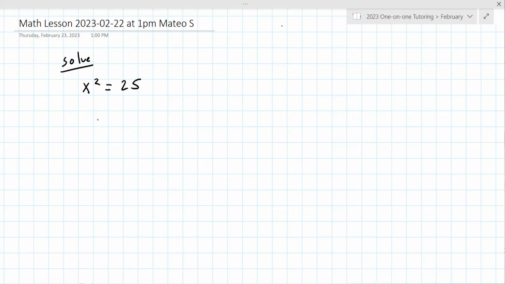Or x equals 5. Okay. Now, what if, let's just say this was a 10-point question. I'd only give you 5 out of 10 points for this one. Why do you think that is? It's not showing work.